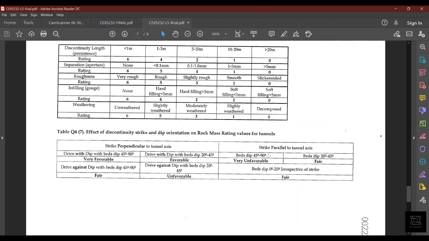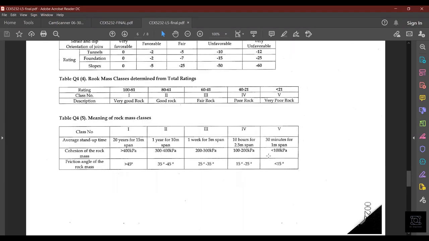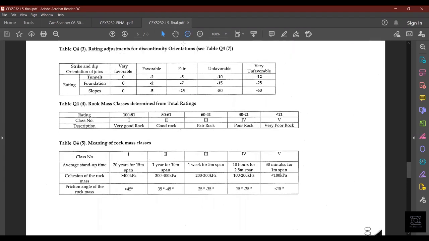If you go to the other chart, the top one, you see the different strike and dip orientations and the different conditions. Here we are doing it for foundations. For foundations, we saw that one was very unfavorable for joint 1, and for joint 2 it was fair. So for joint 1, we have to reduce the RMR by 25, and for joint 2, you have to reduce by 7, right?